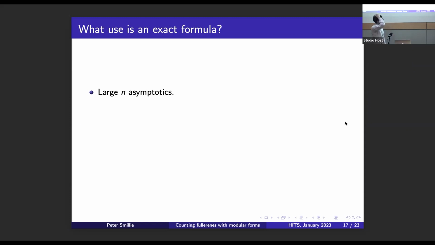Okay, can I convince you that an exact formula is worth more than an asymptotic formula? I guess the first argument I would give is that, by the previous slide, they actually differed by a fair amount. And so for some asymptotic calculations, you can actually notice the difference. Maybe if you want to understand some asymptotic limit of chemical fullerenes, the large n asymptotics of this might come up. I don't know.